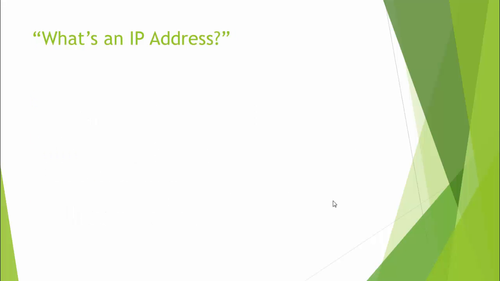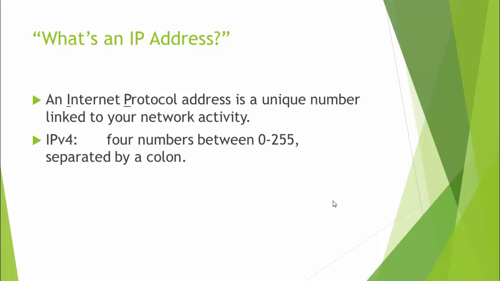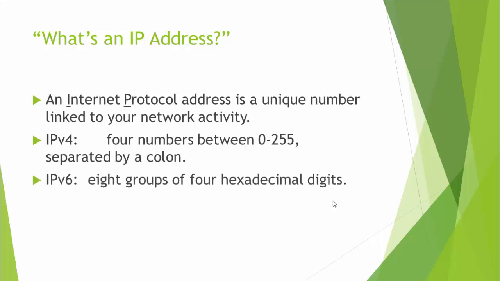So then you say, well, wait a second. What's an IP address? So an Internet Protocol address is a unique number that gets linked to your network activity. And the older IPv4 technology for IPs, IP addresses are 4 numbers between 0 and 255 separated by a period. However, we have now begun the process of moving to IPv6 with 8 groups of 4 hexadecimal digits.